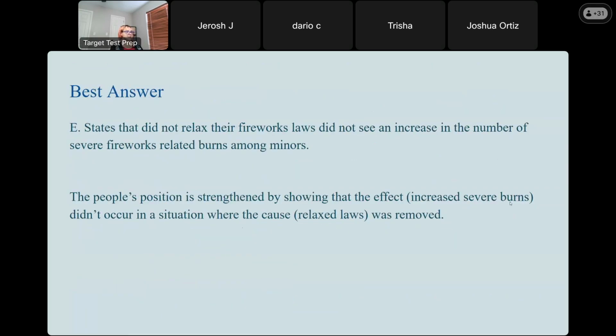Yes. So if you remove the cause and the effect does not happen, then that strengthens the relationship between the cause and effect. How do we feel about that? Pretty easy. I think we mostly agreed on the answer. Do we have any other questions about that? All right. Let's look at our next example.